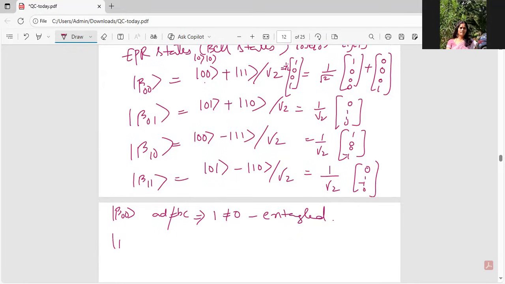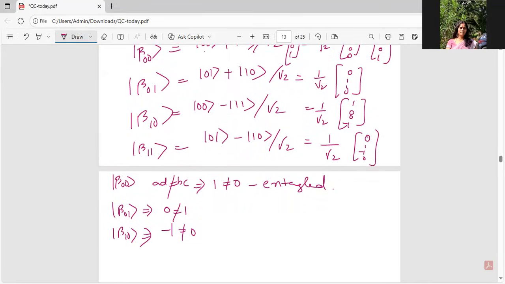For beta 0, 1, you can see the definition again. For beta 0, 1, what is it? 0 is not equal to 1, so entangled. Beta 1, 0: just see what happened. Minus 1, not equal to 0, so entangled, I'm sorry, not separable. Beta 1, 1 is equal to what? 0, not equal to minus 1. Hence, all the four EPR states are entangled.